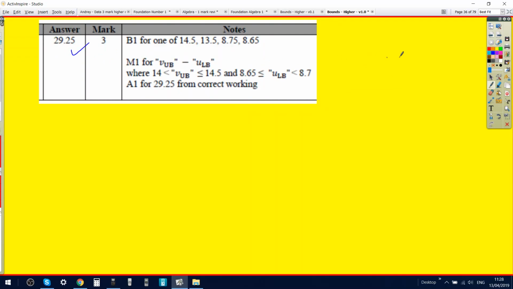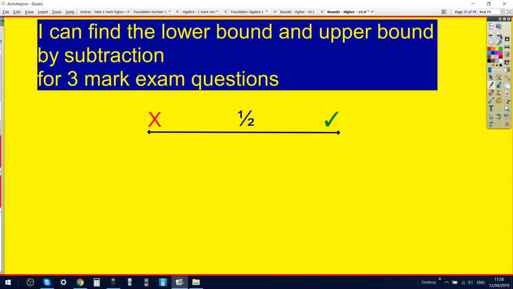Yeah, 29.25. So adding and subtracting, it's just the same thing. Like the lowest one, you just use the lower values. Adding and multiplying, use the lower values for the lower bound, upper values for the upper bound. For subtracting and dividing, you're using the two different ones. Okay. So the subtraction.